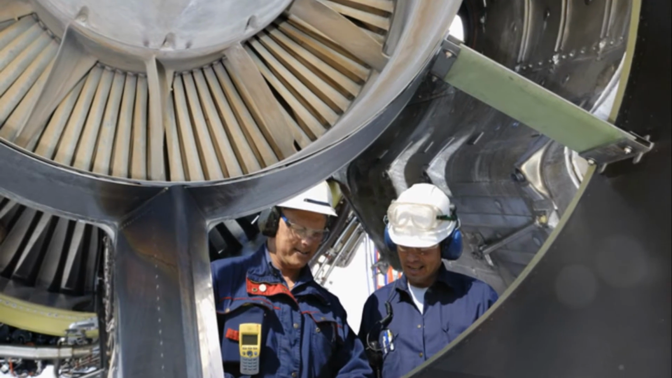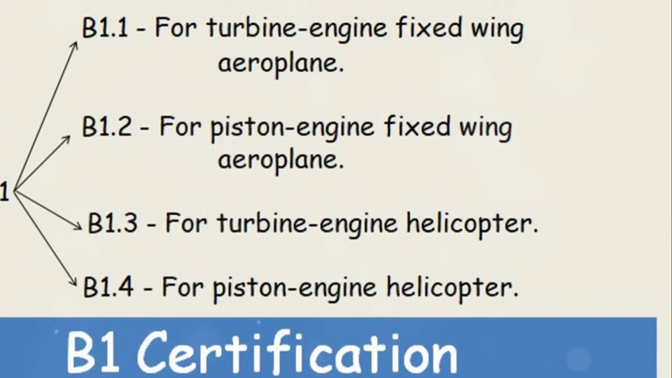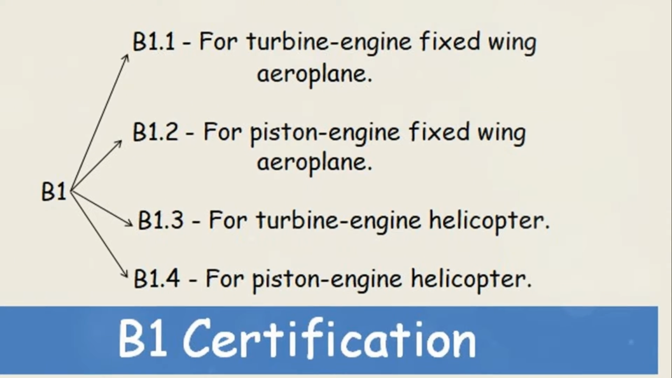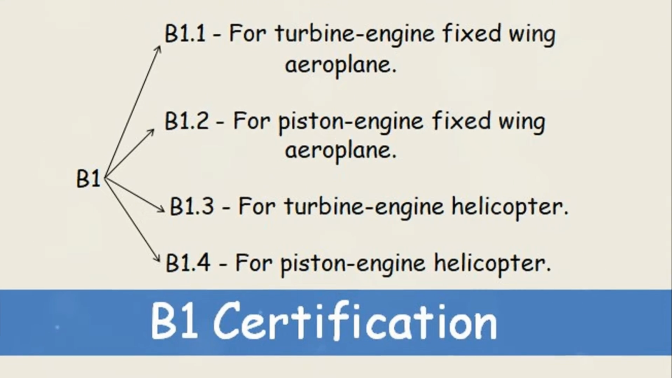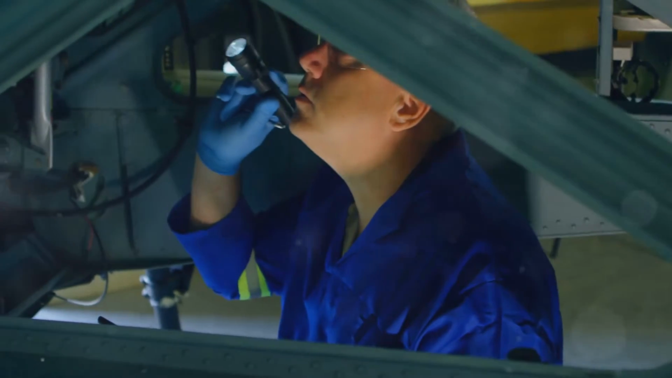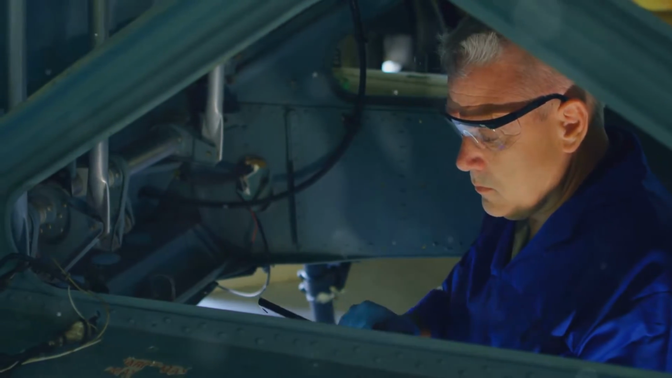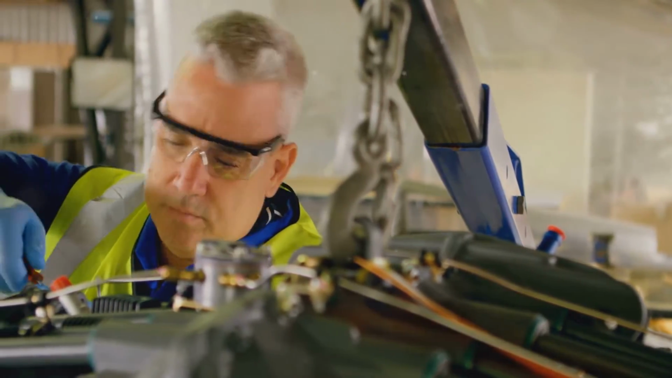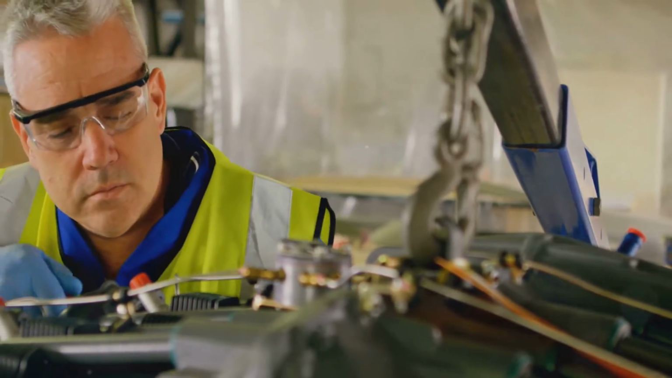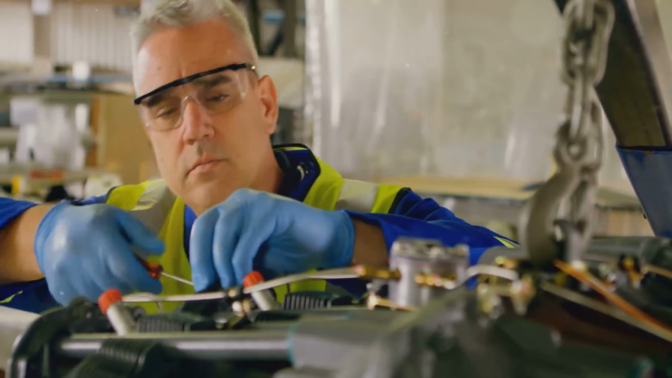Specific subcategories under the B1 license in aircraft maintenance include B1.1 for turbine engine fixed wing airplanes, B1.2 for piston engine fixed wing airplanes, B1.3 for turbine engine helicopters, and B1.4 for piston engine helicopters. The scope of B1 certification involves mechanical certification, which includes tasks related to the airframe, engines, mechanical, and electrical systems. B1 license holders are authorized to certify maintenance work related to the aircraft's structure, power plant, mechanical, and electrical systems. This includes major repairs, modifications, and defect rectifications involving the airframe and engines.